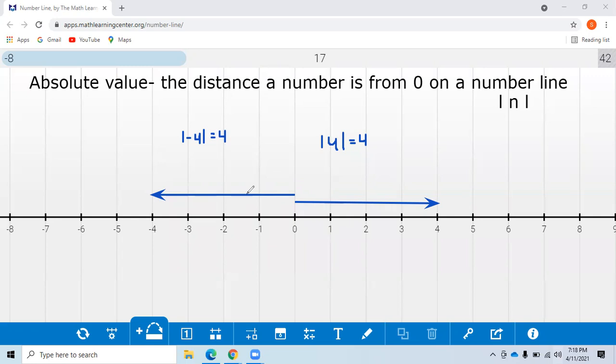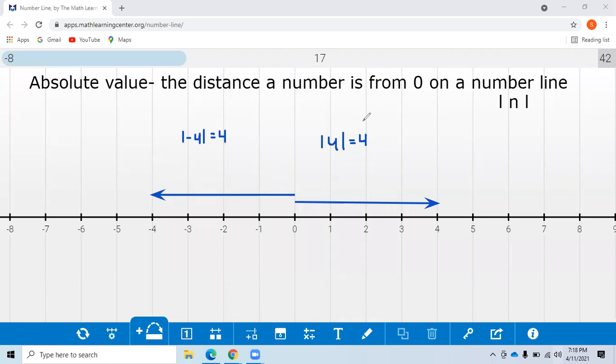Absolute value is always non-negative. It is either a positive number or 0 because it is a distance. Because distance is never negative, the absolute value of any number is never negative.